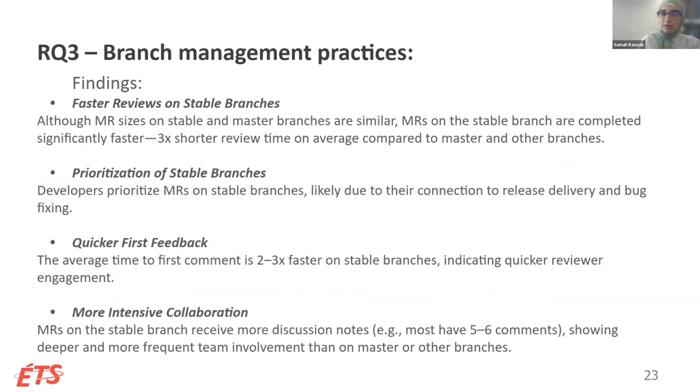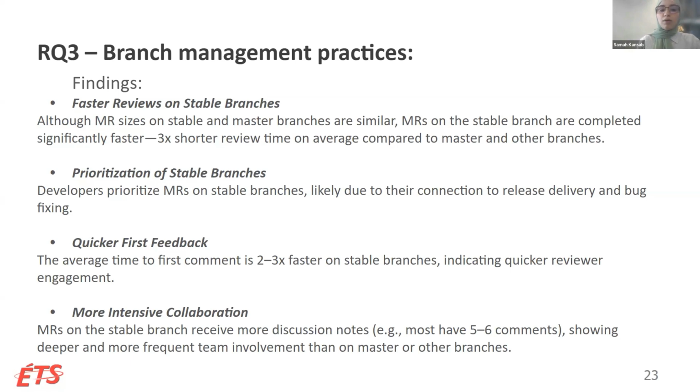So briefly, we find that the faster reviews are on stable branches and they are prioritized. So in the team, the engineers or the developers are more interested in resolving problems or reviewing the stable branches because they are very important and they touch directly the final product. So when we have a merge request on a stable branch, we see that all people run to review and close this merge request or resolve the problem before seeing what happened in the main.